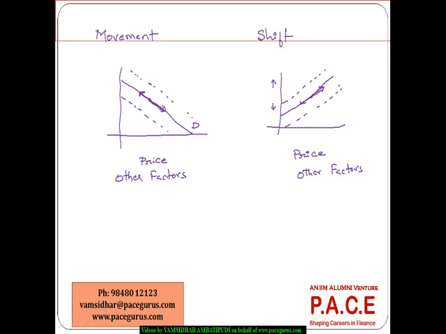This shift cannot happen because of the change in the price. It happens because of the change in other factors apart from the price. So if there is a change in the price, only a movement along the curve is going to occur. Any change in the other factors is going to create a shift in the curve. And when I'm seeing a right shift in the demand curve, probably the quantity demanded is increasing throughout. With a left shift, the quantity demanded is decreasing throughout, whatever the price.